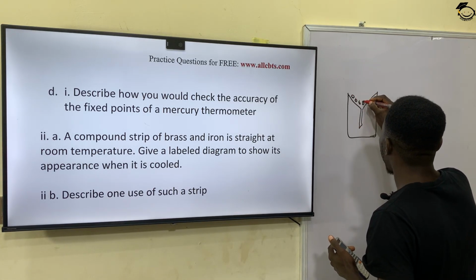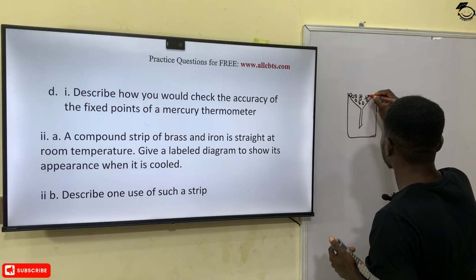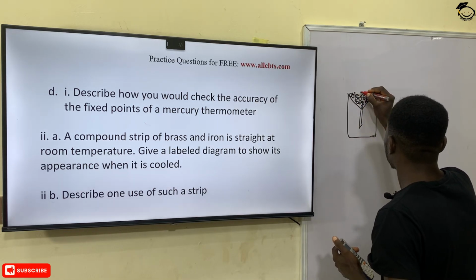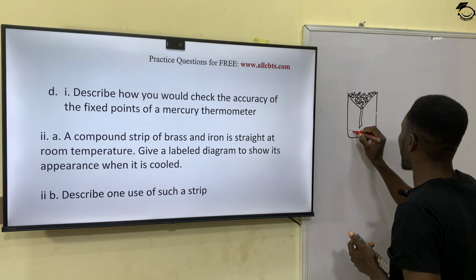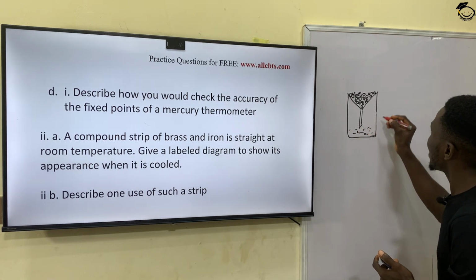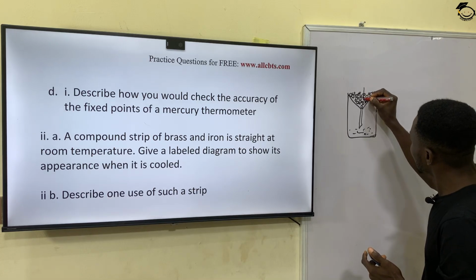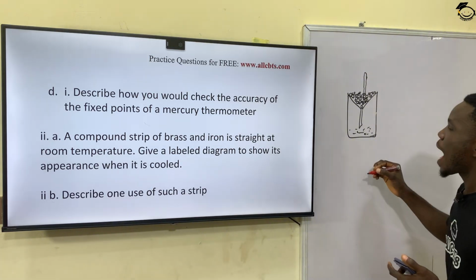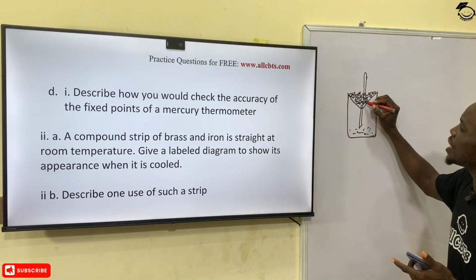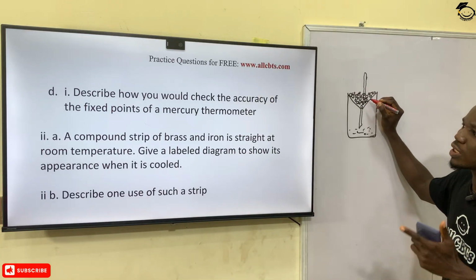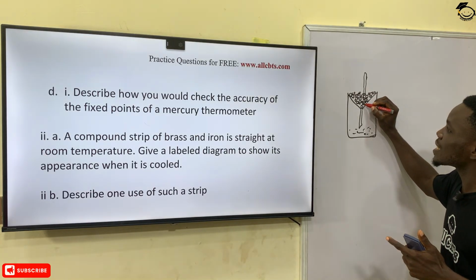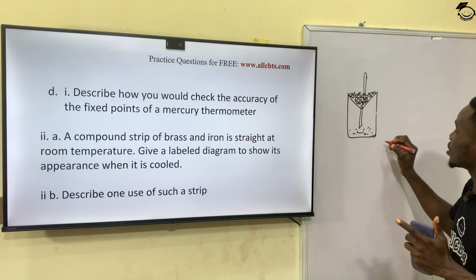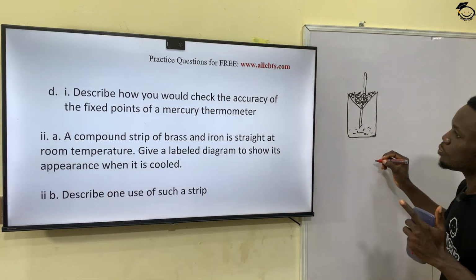And then I have crumbs of ice in the funnel. So you put your crumbs of ice in the funnel, and then you take your thermometer and dip it into the crumbs of ice in the funnel. You wait for some minutes to read the point on the mercury where it coincides with 0 degrees Celsius. The point where it coincides with 0 degrees Celsius is your fixed point.